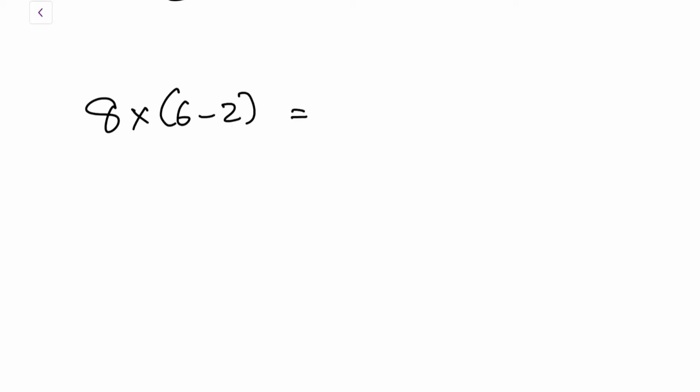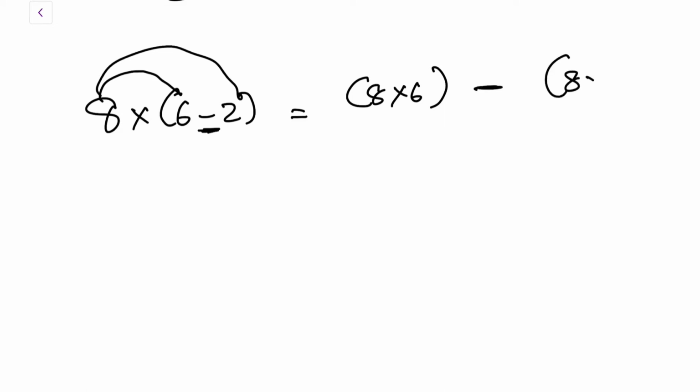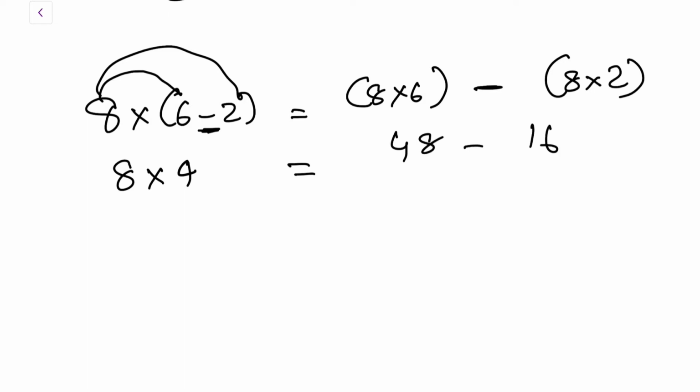Let's take another example. 8 into 6 minus 2. Can you tell me what is the distributive property? What is this same thing as? Distribute 8 into 6 with subtraction minus 8 into 2. Now if you solve this, this will become 8 into 4. This is 48 minus 16. 8 into 4 is 32. 48 minus 16 is also 32. This is the distributive property over subtraction.